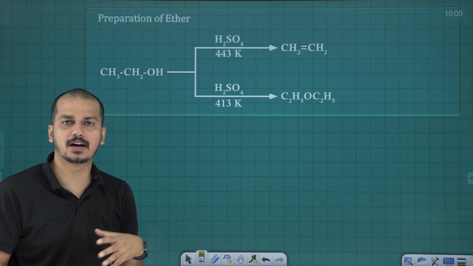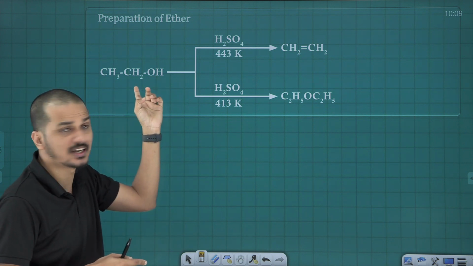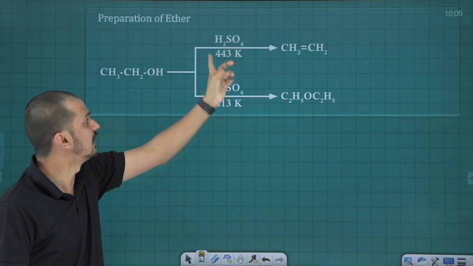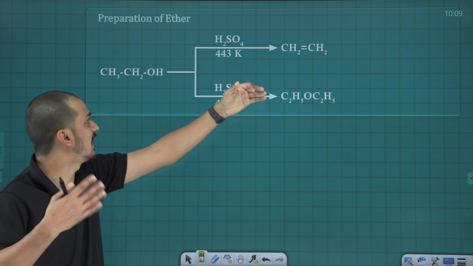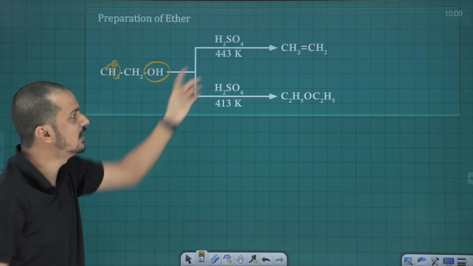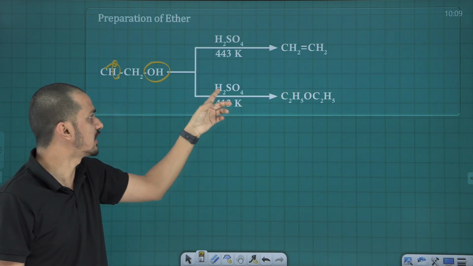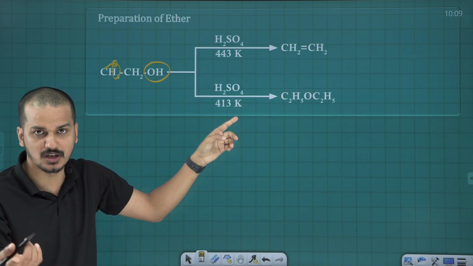And then preparation of ether. Ether can be prepared according to your situation from alcohol. If you are treating alcohol with H2SO4 at a high temperature, dehydration will take place. From here OH, from here H will go. Then you will get alkene. But at a lower temperature, if you are treating with H2SO4, nucleophilic substitution will take place.